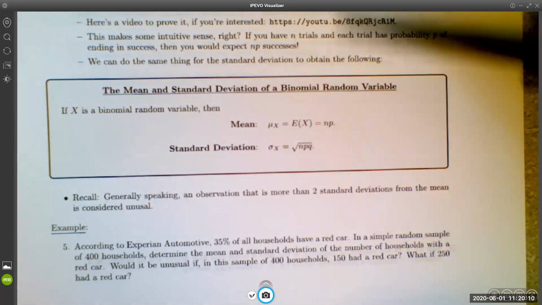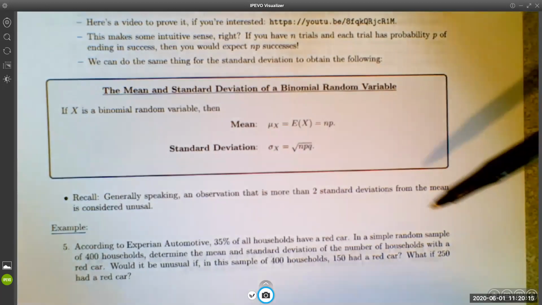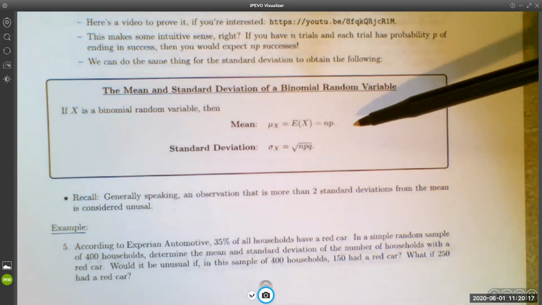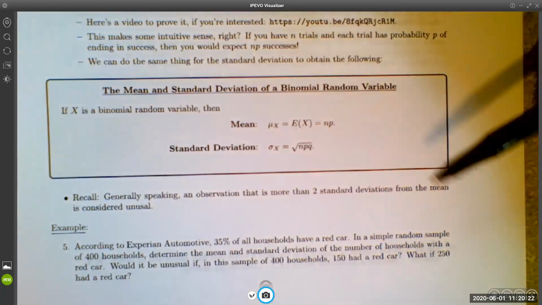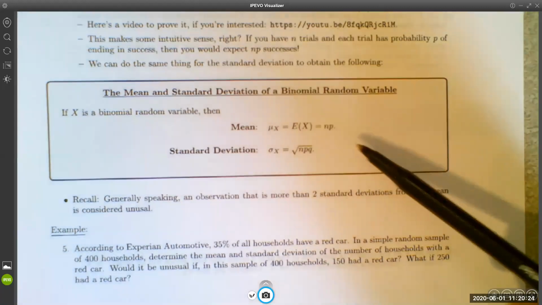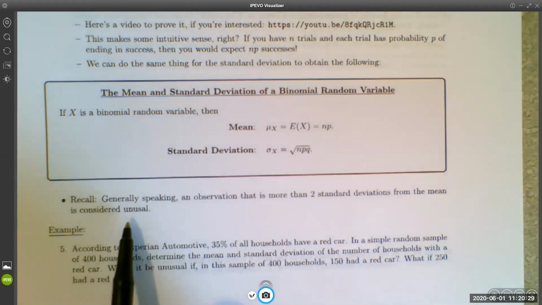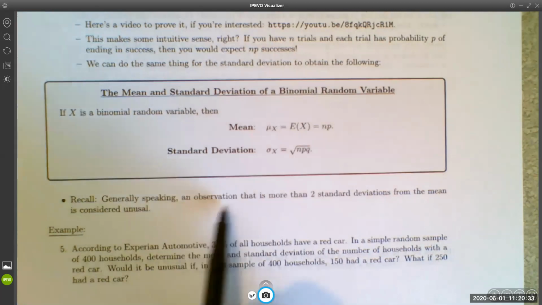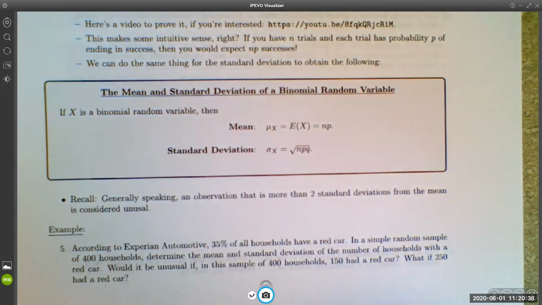So I want to give you an example of computing the mean and the standard deviation of a binomial random variable. And we'll answer some questions about whether or not these observations are considered unusual. So just as a reminder, generally speaking, an observation that's more than 2 standard deviations from the mean is considered unusual. So that's the criterion that we're going to use to determine if something is unusual.